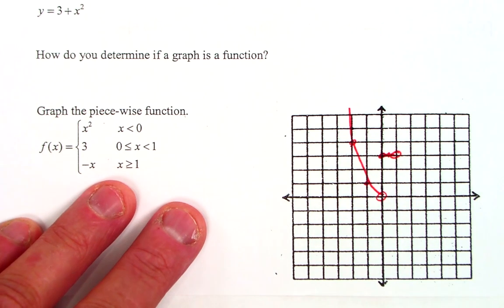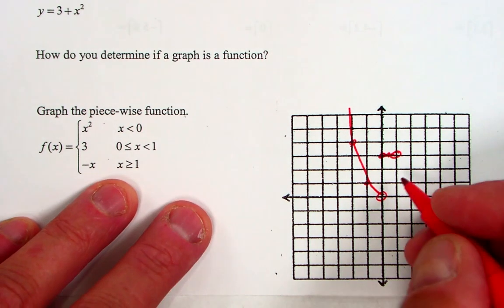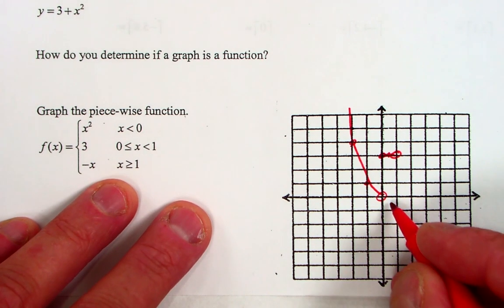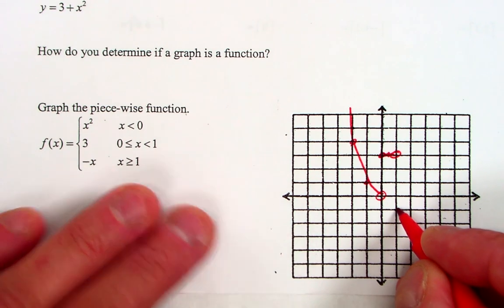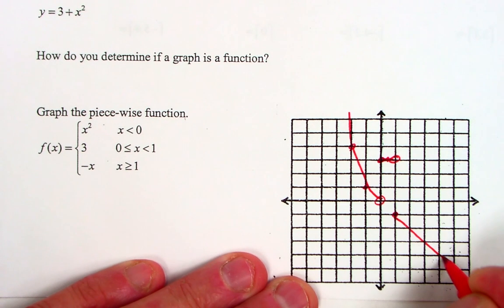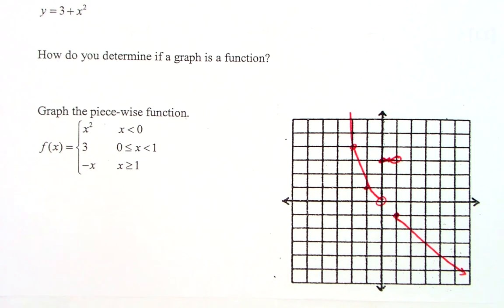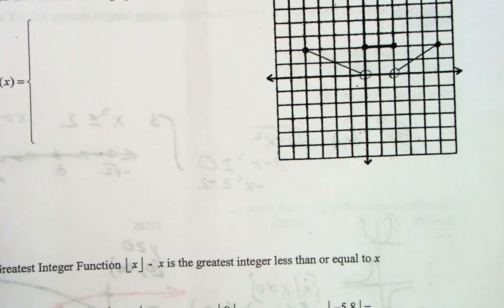And then -x greater than -1. So then that's going to look like this. 1, I get -1. And then I end up with something like this. Okay. Piecewise functions.